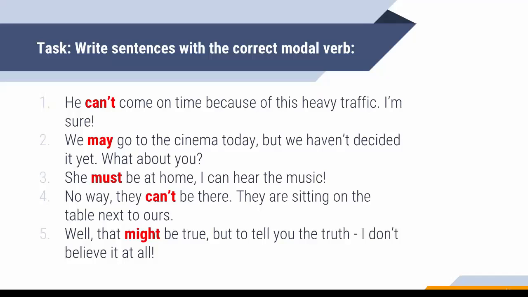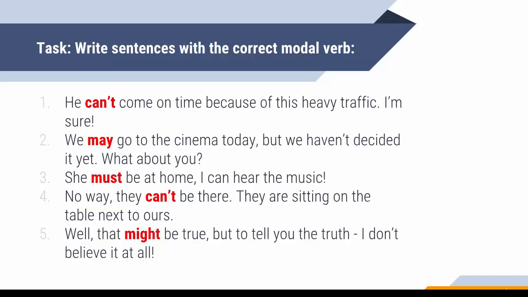The third one. She must be at home. I can hear the music. It's obvious that there is somebody at home. You are 100% sure that something happened. She must be at home. No way, they can't be there. They're sitting at the table next to ours. So it's completely impossible for this to have happened. They just can't be there.